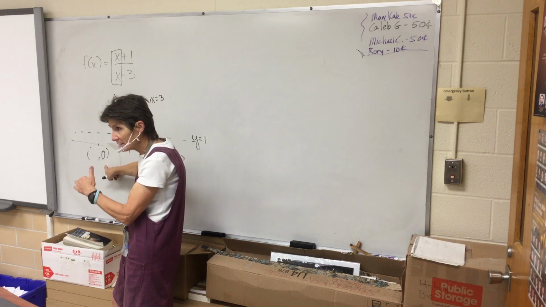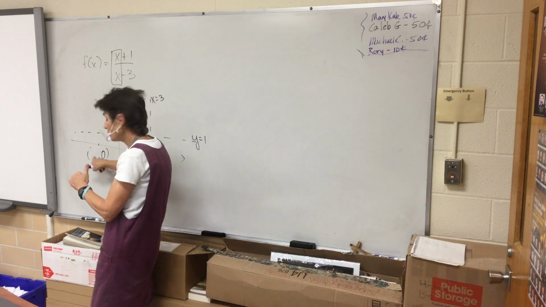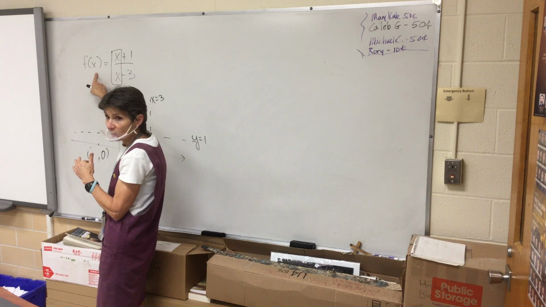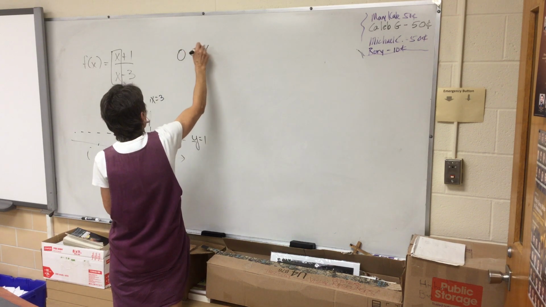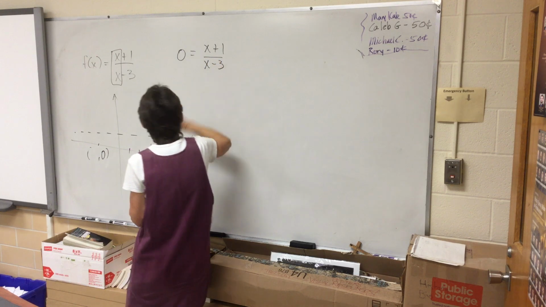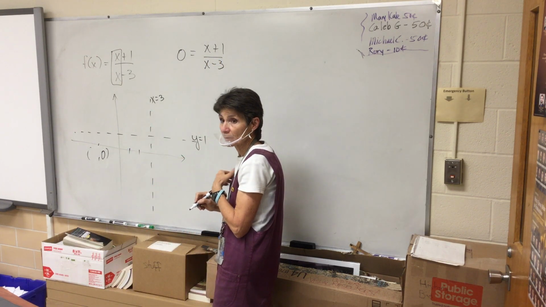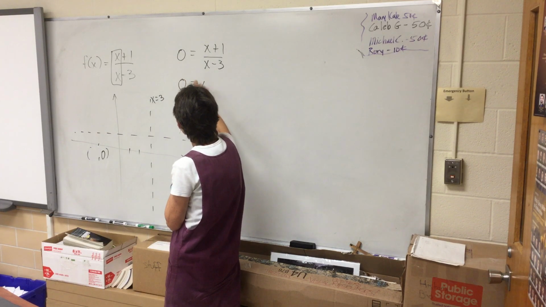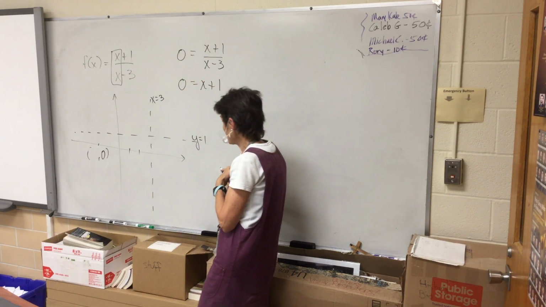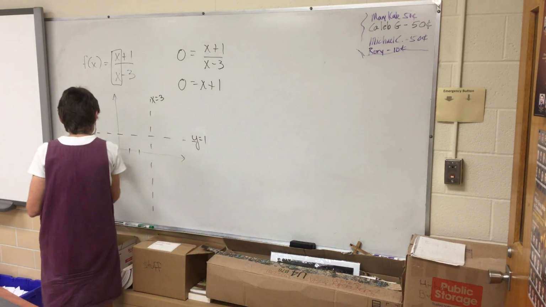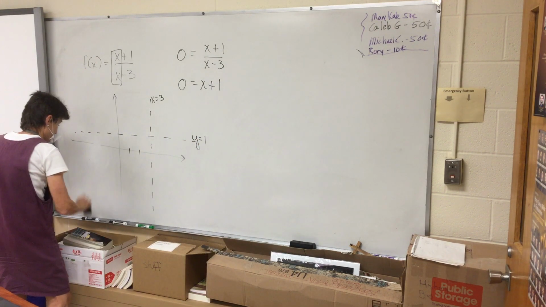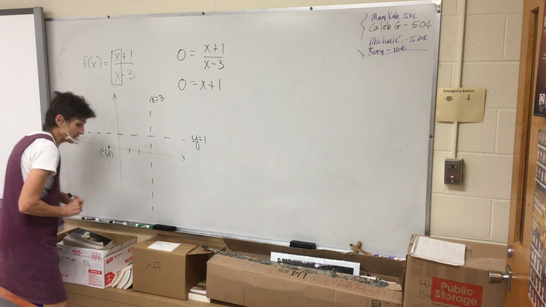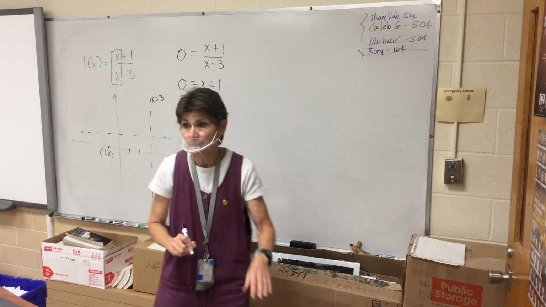Just think about it, look at it. Doesn't that make sense? So if I want to know where that point is, I'm going to let y be 0. So if I let y be 0, I have this equation. I'm going to multiply the x minus 3 over to here, but it's still going to stay 0. So where is my x-intercept? Negative 1. So I have an x-intercept at negative 1. And as always, I'll plot that point and label it.